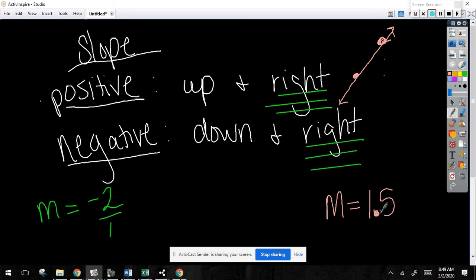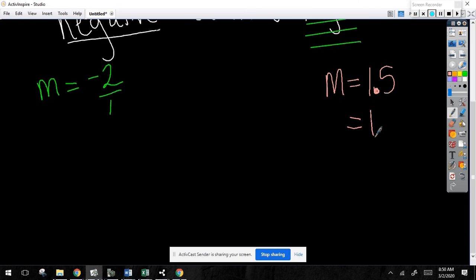Would I go up or down? How many? I could go up 1.5, but a little more proper would be to do what? How do you make 1.5 into a fraction? It's 1 1/2, you're exactly right. You get 3 over 2. So I go up 3 and over 2. Y'all got it?